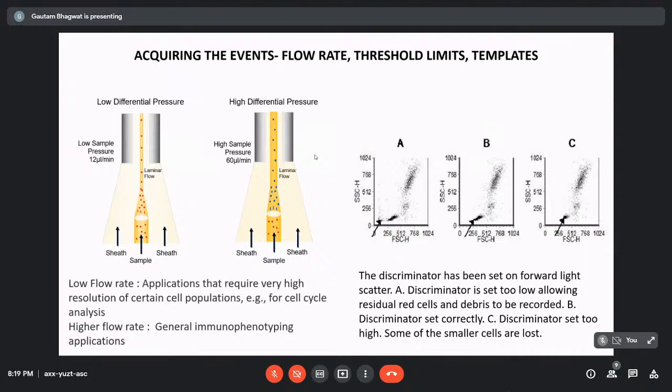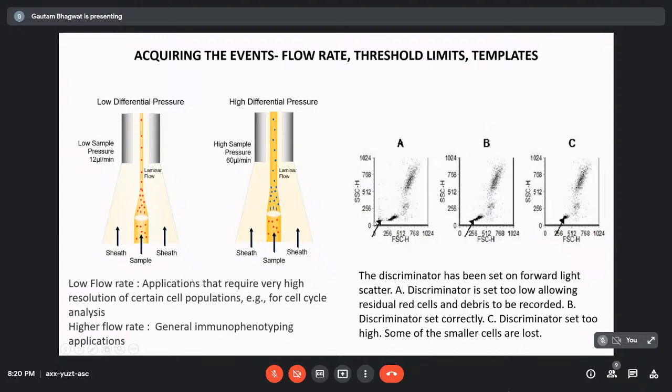So therefore, I need to judge the flow rate accordingly. Initially, it might be a low flow rate, but if I see that the resolution is getting good, I would go with a moderate to higher flow rate. The second important thing is to put a discriminator. For example, when I showed you the forward scatter to side scatter graph, I had shown certain cells over here which were the cellular debris. So I need to set a discriminator.